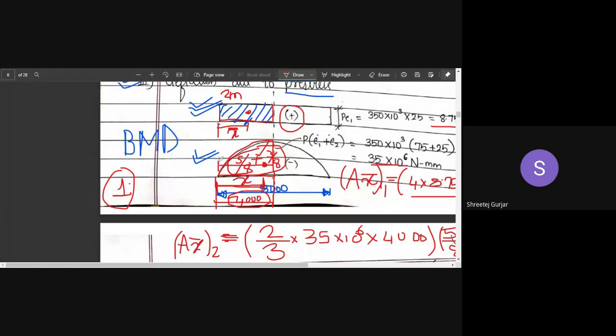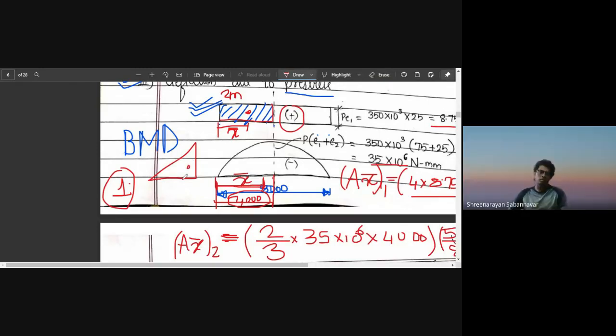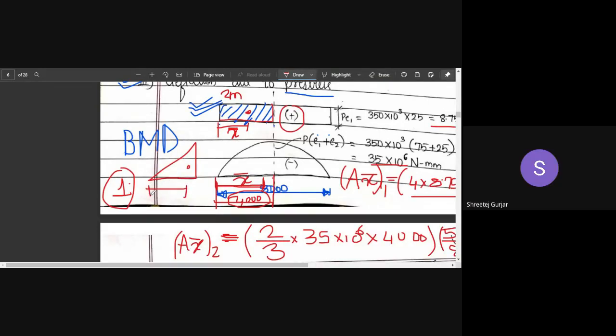So 5 by 8 is for this part and 3 by 8 is for this part. Since we are concerned from the support, we are using 5 by 8. Remember, it is a standard thing. How do you use it for a triangle? What is the triangle centroid, where is it located? It is located at 2 by 3 and 1 by 3. Similarly, it is 5 by 8 and 3 by 8 for this particular kind of parabola. It is a standard result which you have to remember.